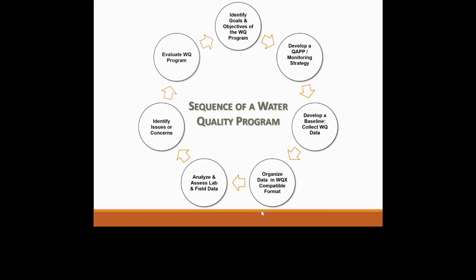And basically you evaluate that program data and your program in general and decide how you want to move forward next year. And that's when you start back at identifying your goals and objectives of your water quality standards program or your water credit program.